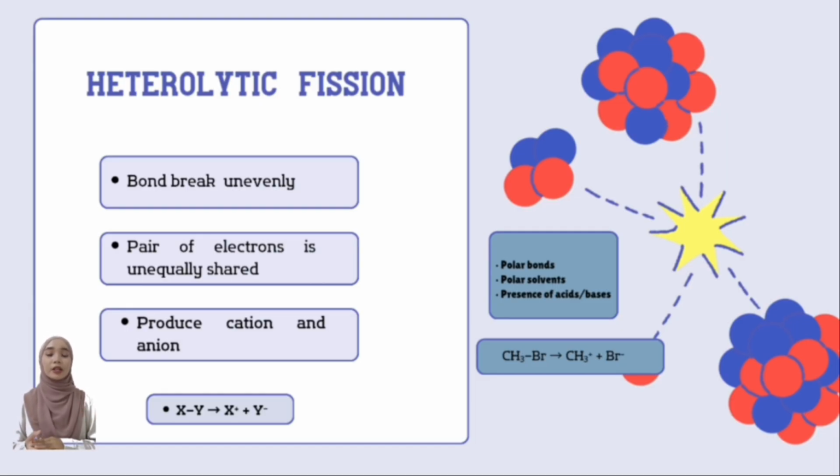So for example, here we have a nucleophilic substitution reaction of bromomethane. We know that methane is a less electronegative species, while bromine is a more electronegative species. So methane will less strongly attract the pair of electrons and produce a carbocation, while the bromine, which is more electronegative, will attract the pair of electrons and produce a bromide ion.